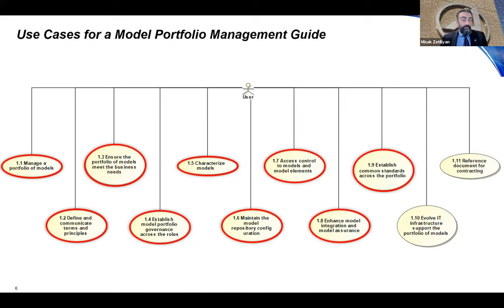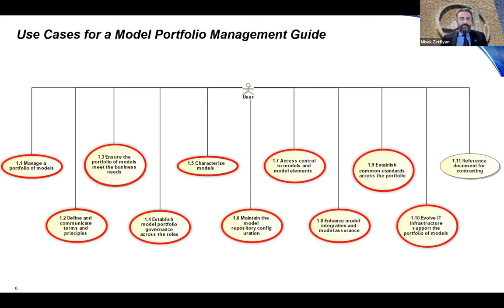Number nine is to establish or adopt common standards and conventions, such as extensions, plugins, and scripts across the portfolio to enhance model interoperability, model development, model quality, and configuration control, of course. The use of common standards and conventions across the portfolio can enhance model reuse, reduce needed training, and allow organizations to converge on common modeling tools. This can drive down the cost of modeling efforts in general.